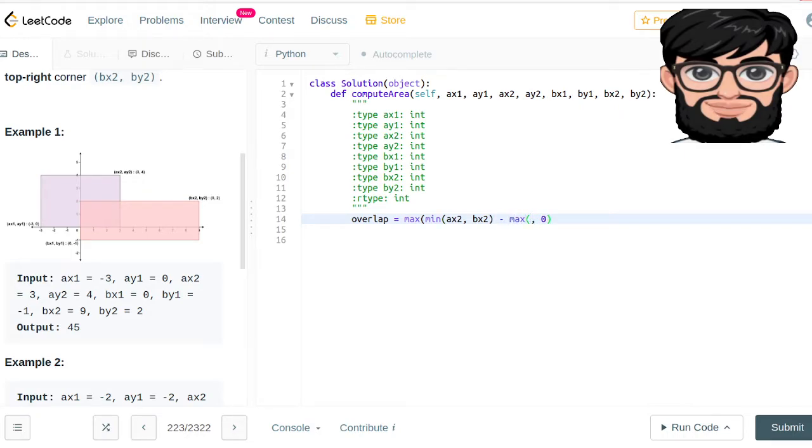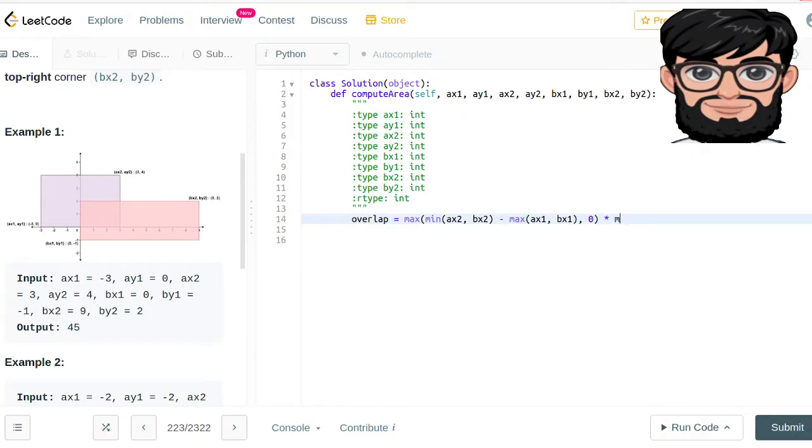negative the maximum of ax1 and bx1. So this one is like the point where the later of the rectangles starts. So between ax1 and bx1, we're going to be taking the maximum of that. Basically, if you look at the x coordinate, in this example, it's going to be giving us 0 to 3.